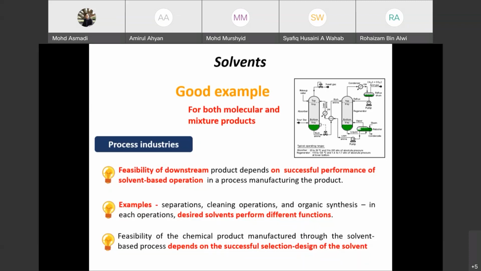Okay. So kalau good example kat sini selalunya kita akan gunakan solvent lah. Okay. Kita ada solvent kat dalam tu. So feasibility of downstream product depends on successful performance of solvent-based operation. Okay, kalau kat sini example dia separation, cleaning operation, right? This is, I think for those who work in the chemical industry, boleh faham lah. In terms of this one.